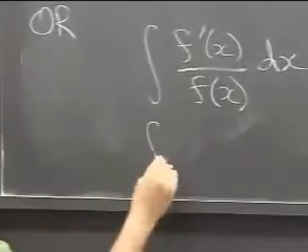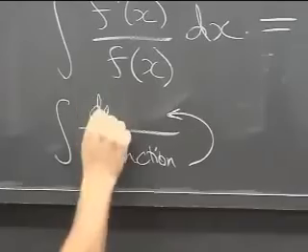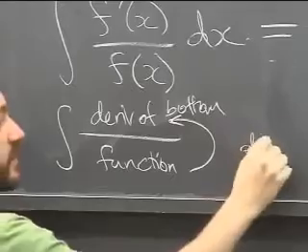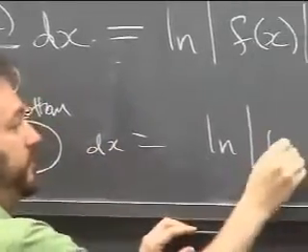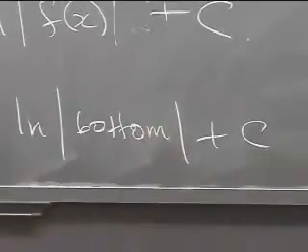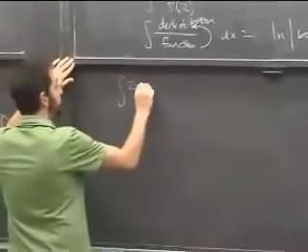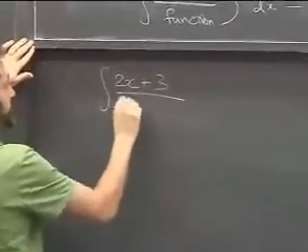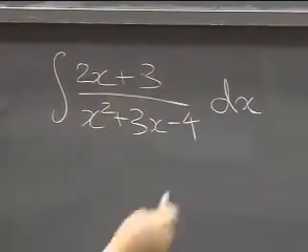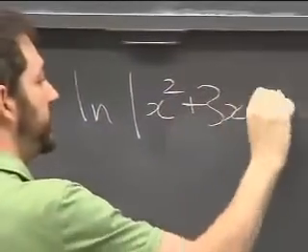So in words, the derivative of the bottom over the function, dx, equals log absolute value of the bottom plus c. I mean, it's more sophisticated as a formula, but you really are supposed to inspect this. So if I take this 2x plus 3 over x squared plus 3x minus 4, if you happen to notice that the top is the derivative of the bottom, you can just immediately write down the solution as the log of the absolute value of the bottom.